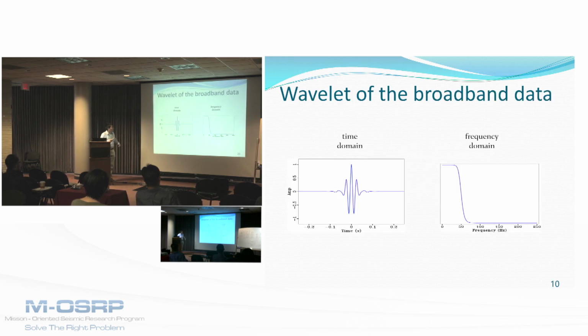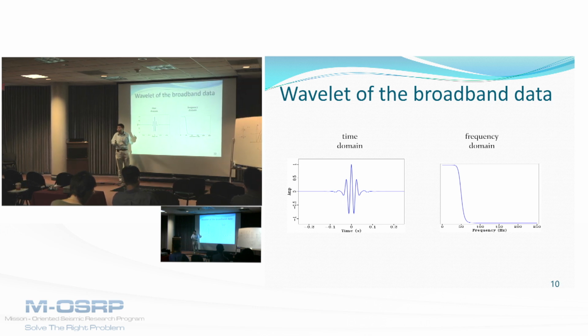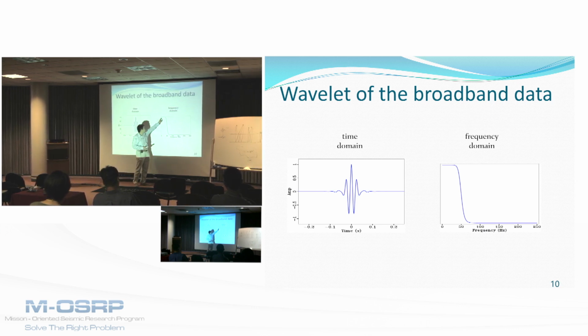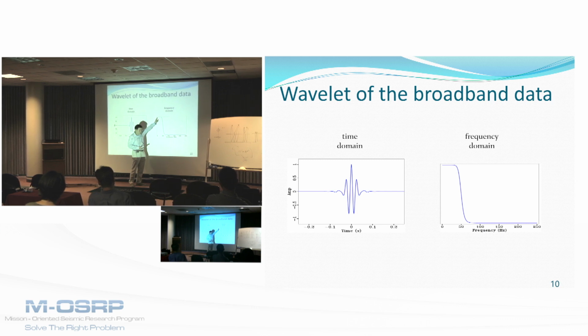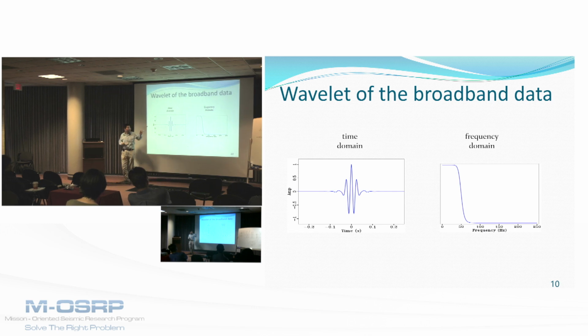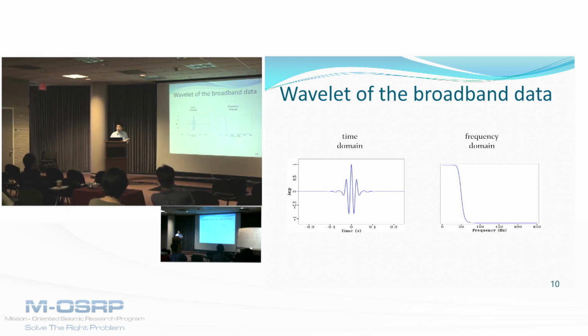And now I want to show you a broadband data comparison. In this comparison, we will introduce a very extreme, unrealistic case. We realize it's unrealistic: the zero frequency component is not zero. So we have some zero frequency component in the wavelet. That is not realistic, but let's see.